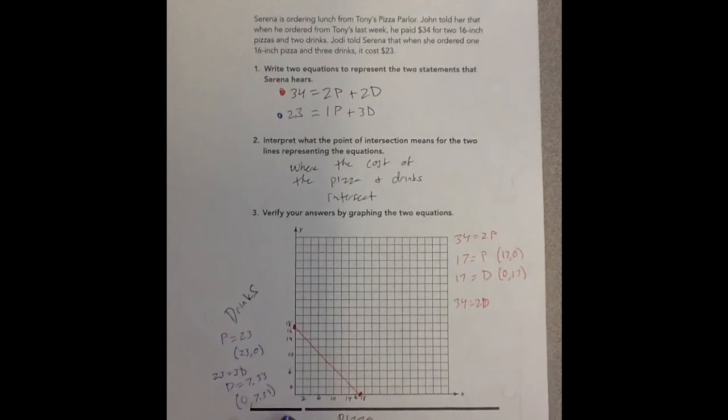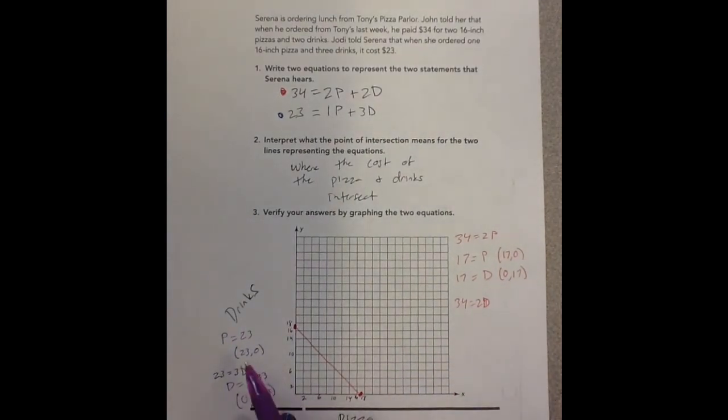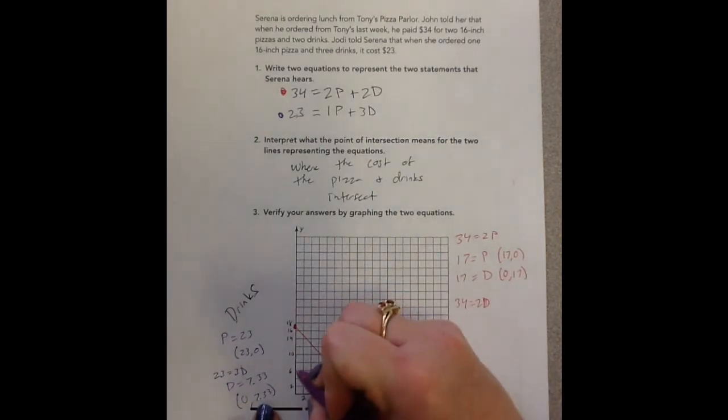And let's do the same thing for the purple equation. So I need to put a point at 23, 0. So it'll be just past 22. And then I need to put a point at 0, 7.33. So that'll be a little bit past where 7 would be.